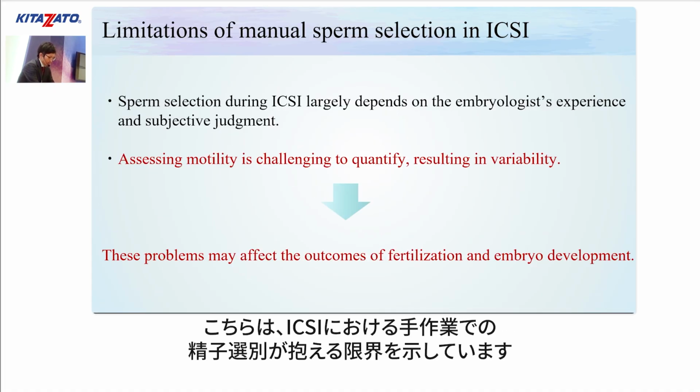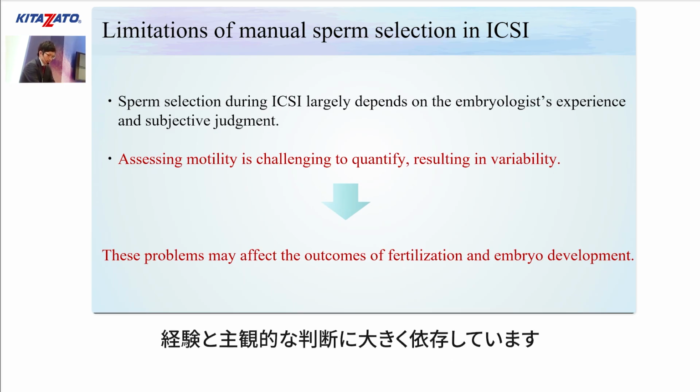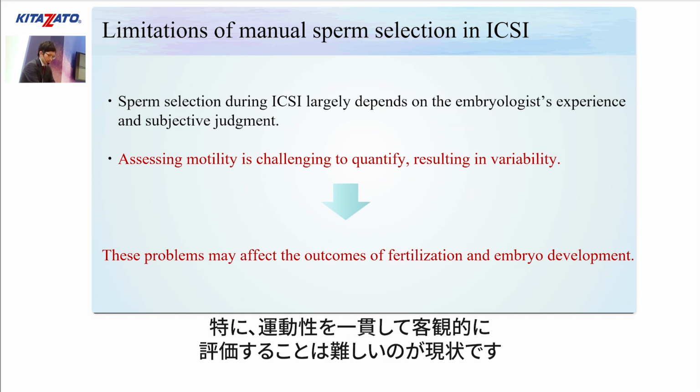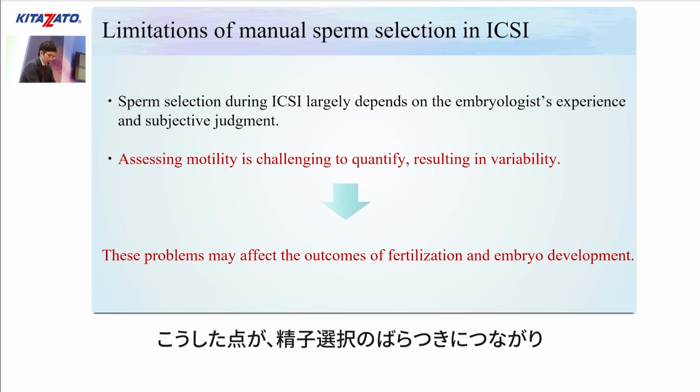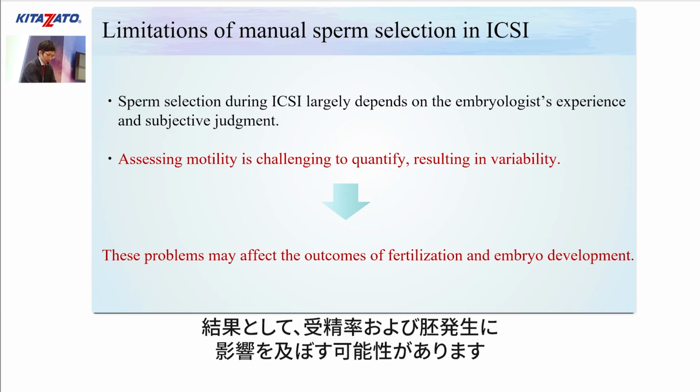This slide shows the limitation of manual sperm selection in ICSI. It mainly depends on the embryologist's experience and personal judgment. In particular, motility is hard to evaluate in a consistent, objective way. This can lead to variation in selection, which may affect fertilization and embryo development.